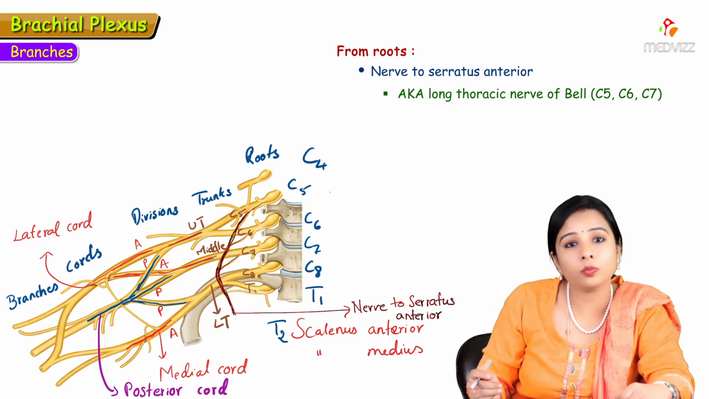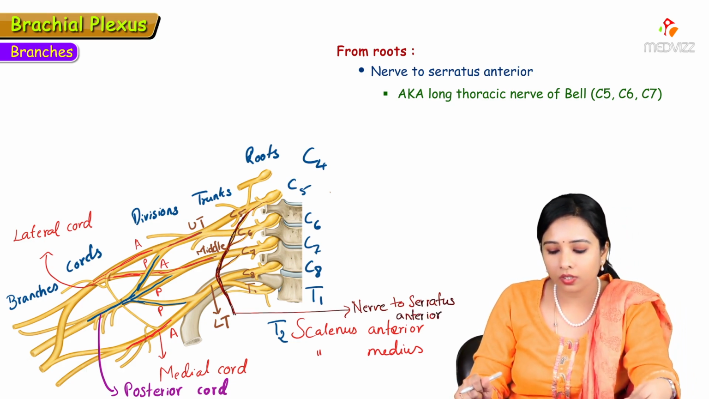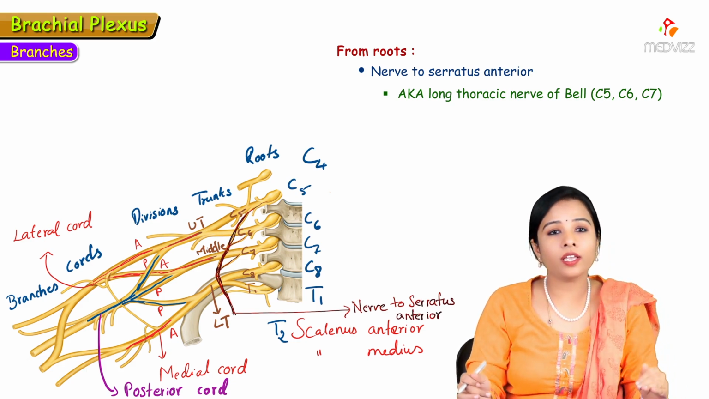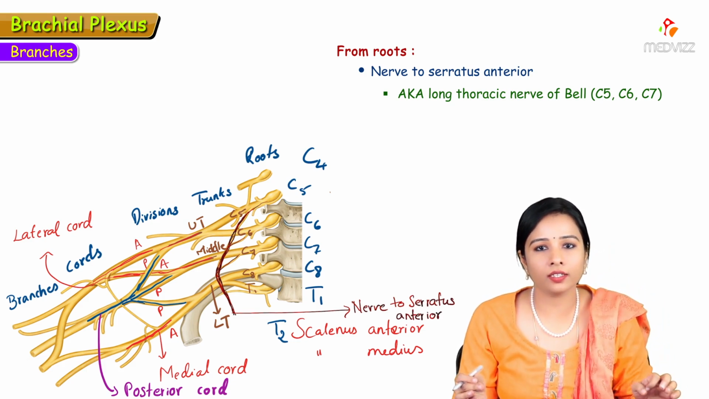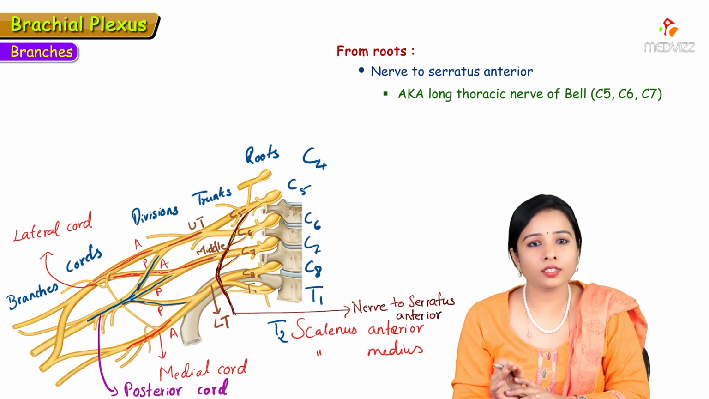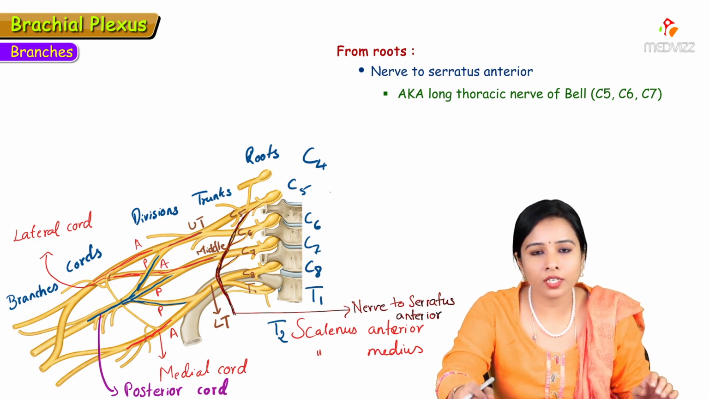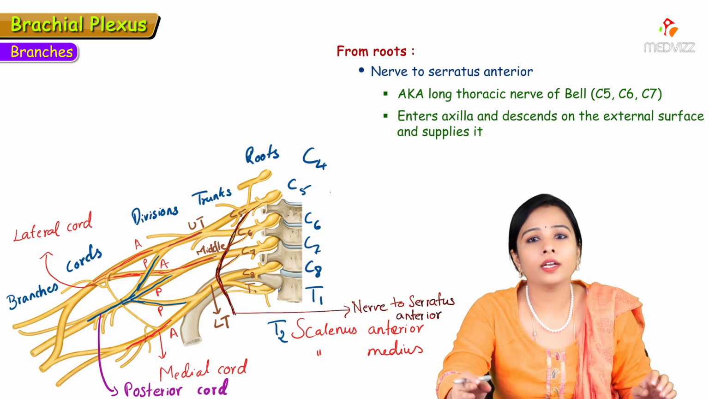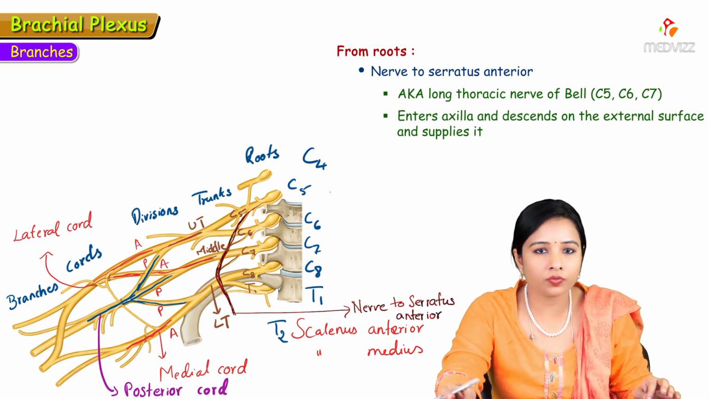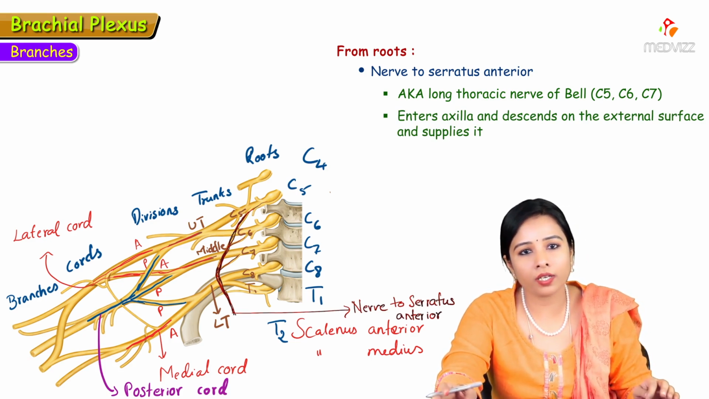Serratus anterior is also called the boxer's muscle. So it supplies all the 8 digitations of serratus anterior muscle. So long thoracic nerve, it is given off in the neck, it enters the axilla and descends on the external surface of the serratus anterior muscle and supplies it.